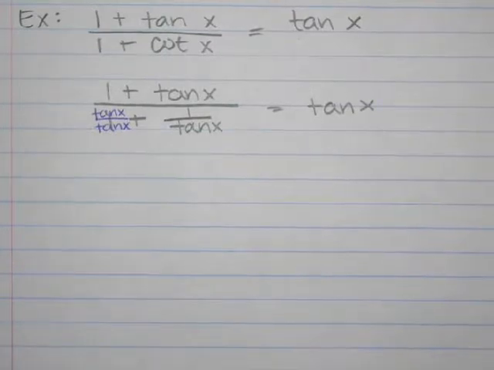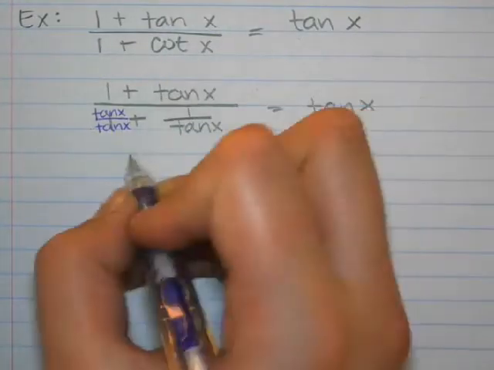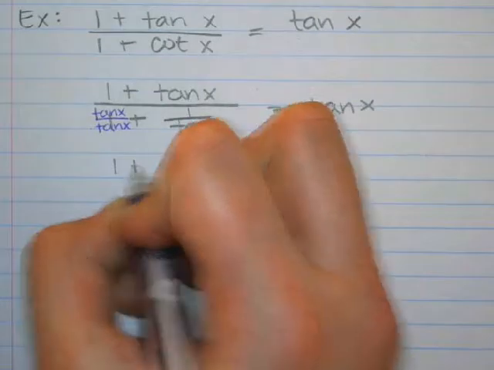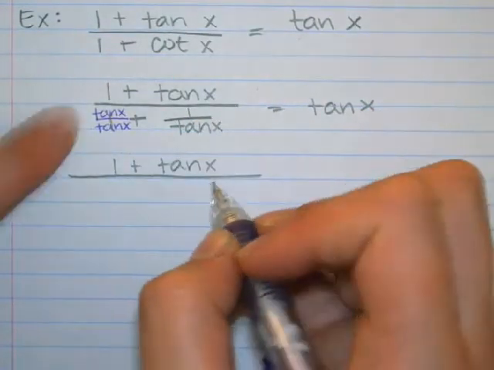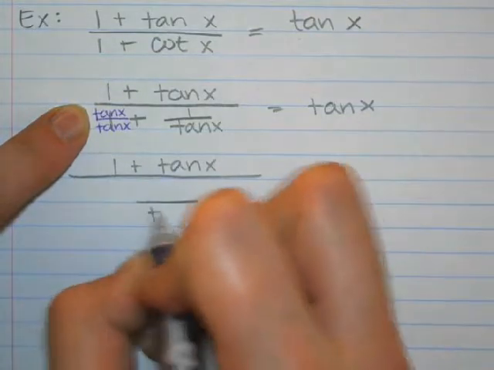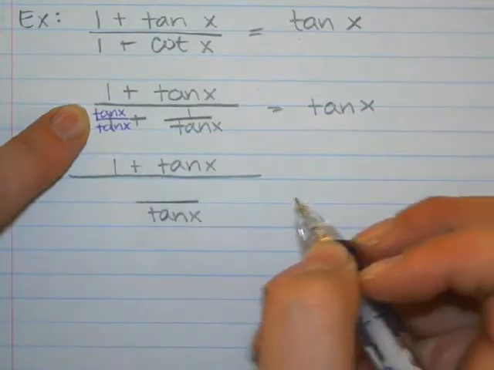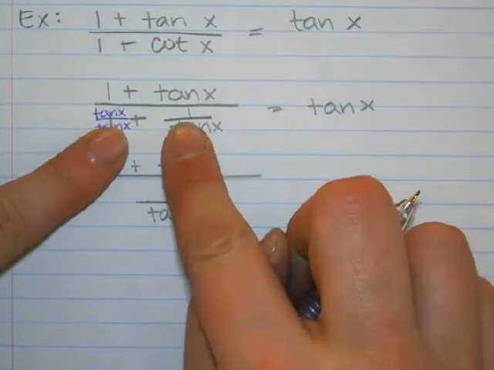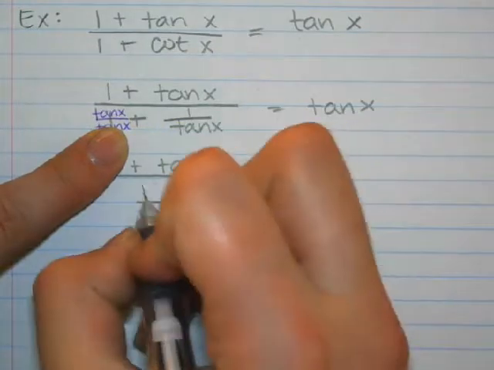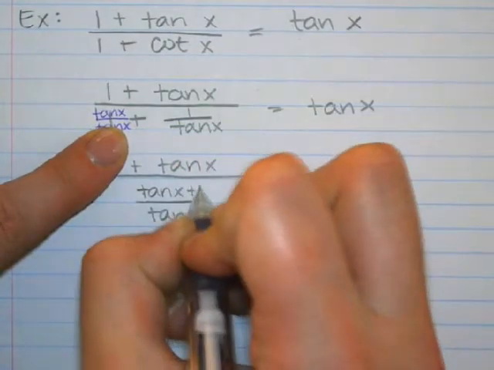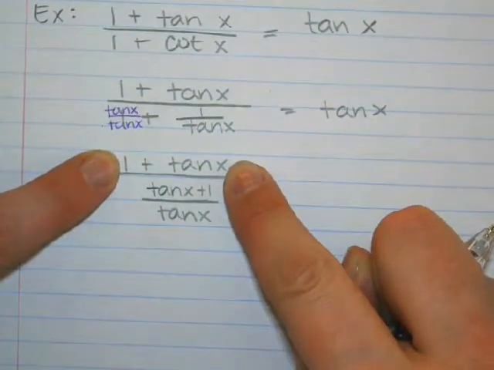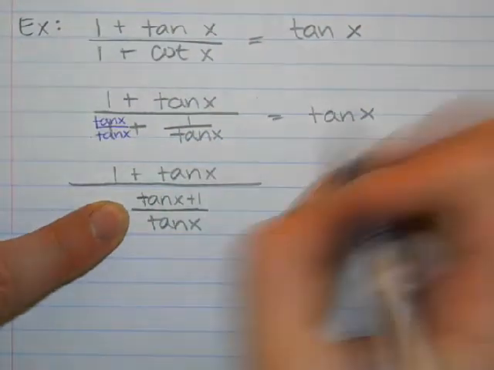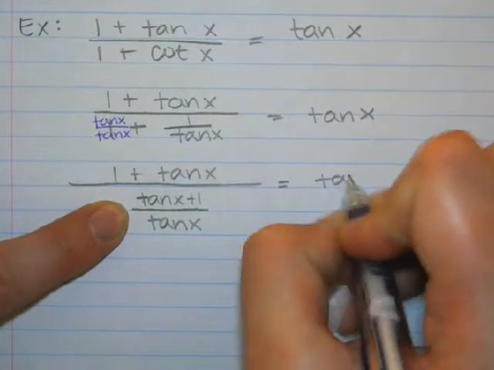Pretty common. All right, so I'm going to write this out. I have 1 plus tan x. And then on the bottom of the fraction, I have a common denominator of tan x. And what is on top? Tan x plus 1. So there's the top of my fraction. Here's the bottom of my fraction. Overall, that equals tan x.